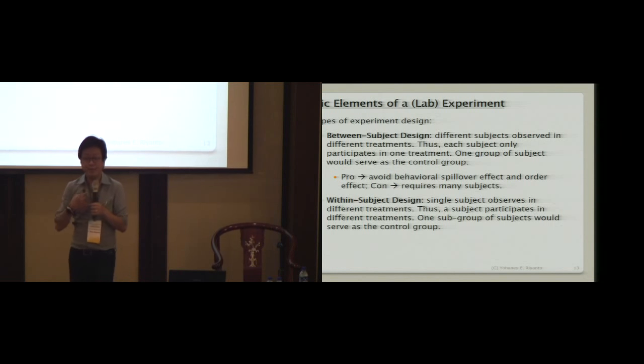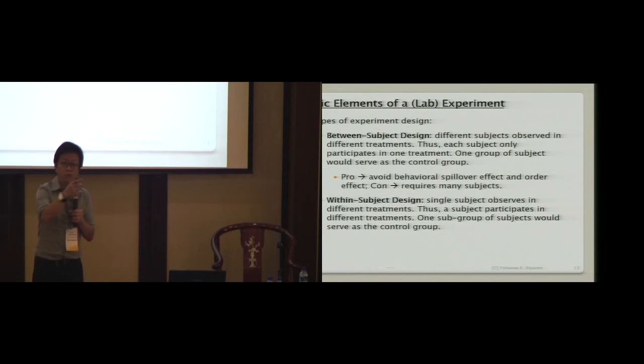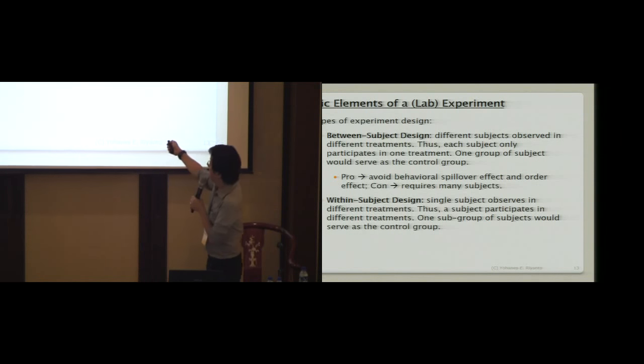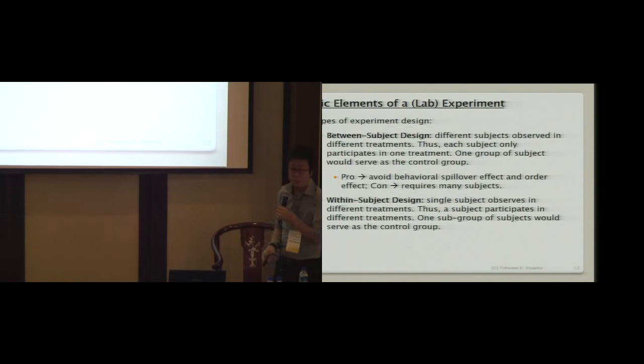That is, let each individual do 2 treatments or 3 treatments at the same time. Okay? So that is within subject. A single subject is observed in different treatments. So a subject participates in different treatments. One subgroup of subjects would serve as a control group.